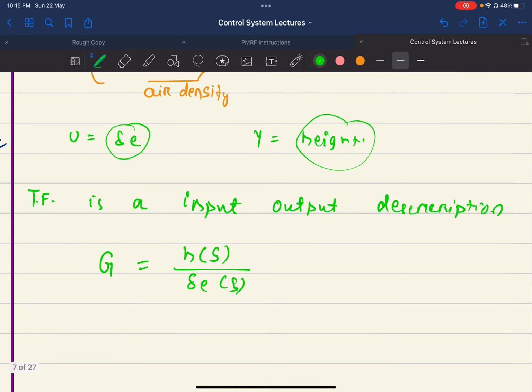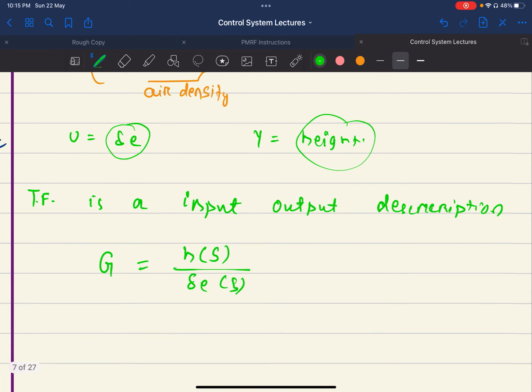So what it says is, suppose my system behavior is like an ordinary linear ODE: a_n d^n y(t)/dt^n plus a_(n-1) d^(n-1) y(t)/dt^(n-1), like that, a1 dy(t)/dt plus a0 y(t) is equal to b_m, the input derivative, d^m u(t)/dt^m plus b_(m-1) d^(m-1) u(t)/dt^(m-1), like that, b1 du(t)/dt plus b0 u(t).